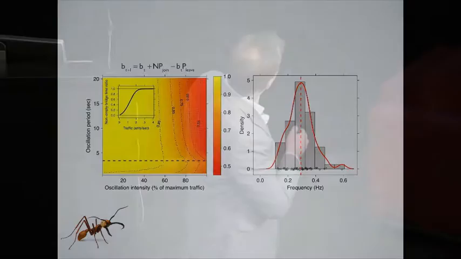Now, if you look at what happened along the oscillation period, not much, except for a particular area of the oscillation period here, which happened to be very close to the actual oscillation period of the traffic on the trail. For this particular oscillation period, I don't know if you see it very well, but the yellow is decreasing slower. So the bridge seems to be more stable for this type of oscillation, which is the type we observe in real ant traffic. So basically, the ants have tuned these little rules of joining and leaving the bridge in a way that they form bridges that are maximally stable for the particular structure of the traffic.